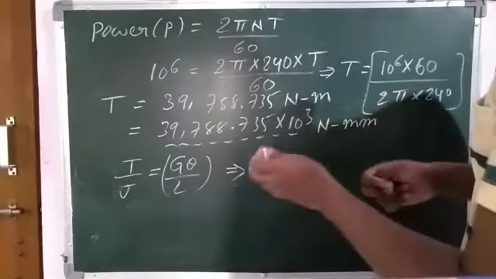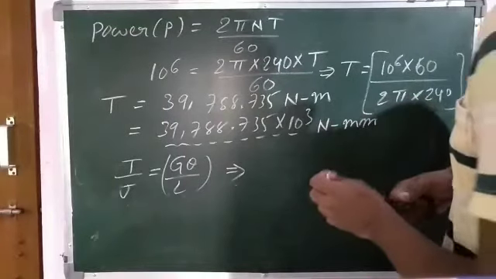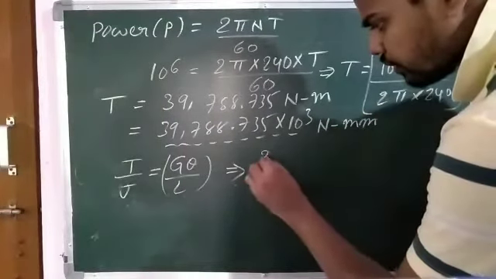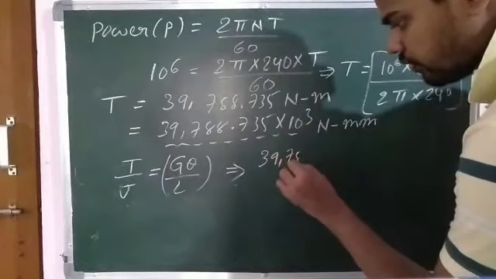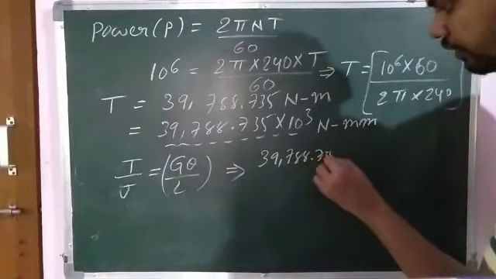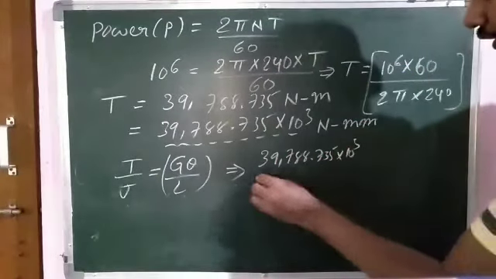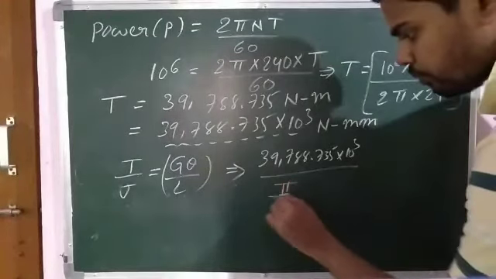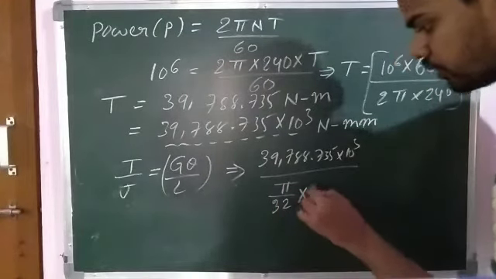Yes or no? We have the length of the shaft L equal to 15 times the diameter. Substitute one by one. See, 39,788.735 into 10 cube, divided by the polar moment of inertia, pi by 32 into the shaft diameter.